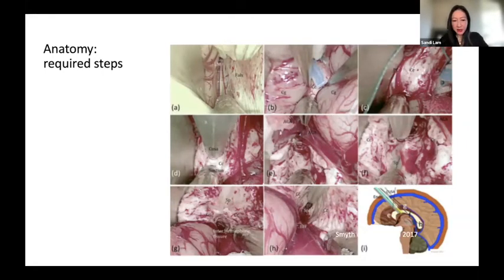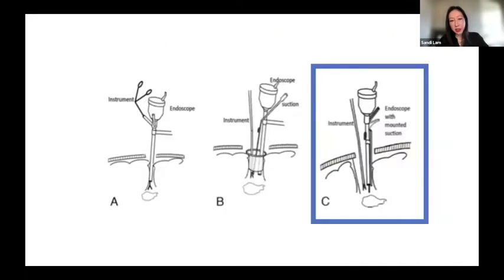But they're really always the same anatomy and the same steps, right? So you need to essentially have your entire corpus callosum disconnected. And I'll show you a video of that. So when I look at how to apply endoscopy in epilepsy surgery, it can be different things, right?